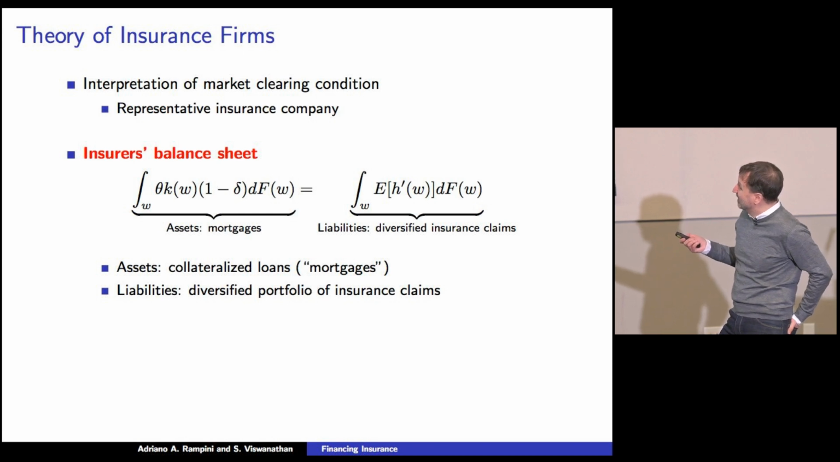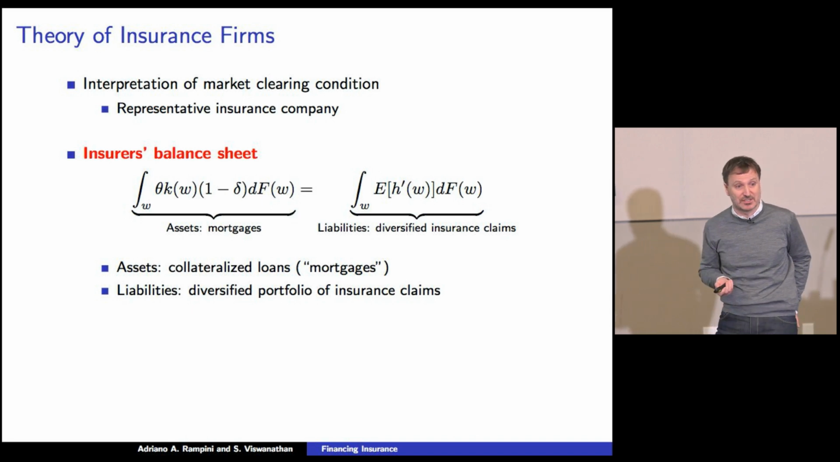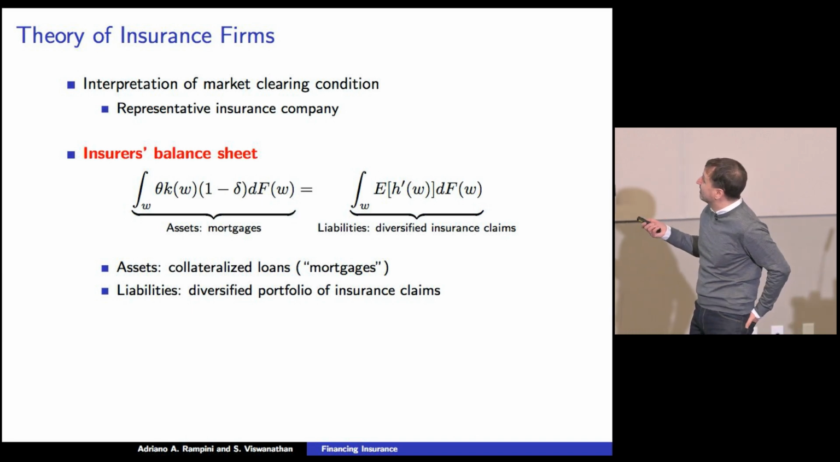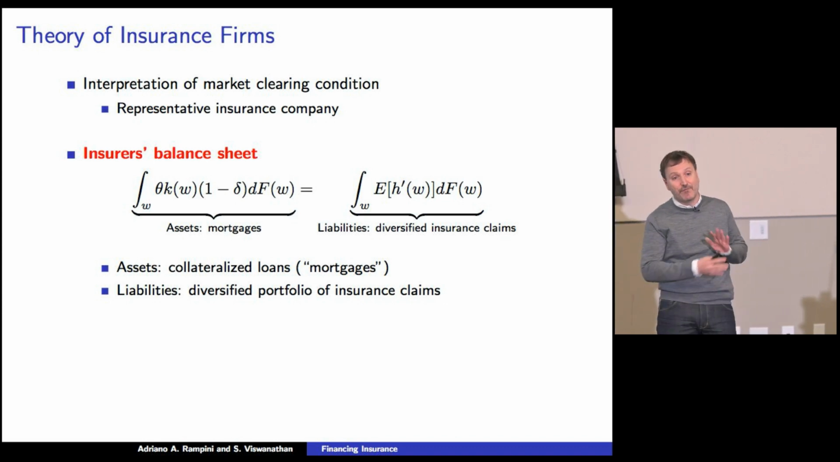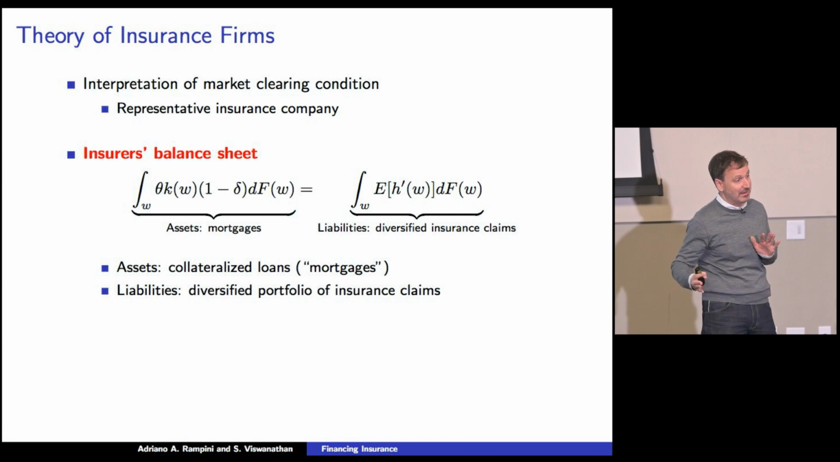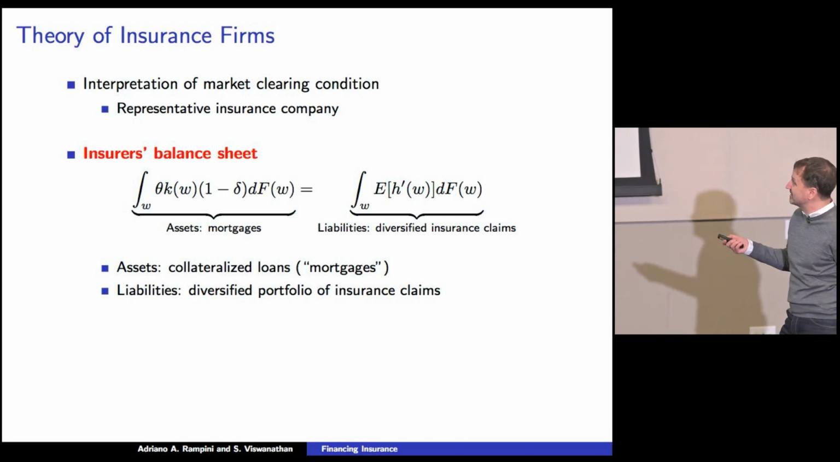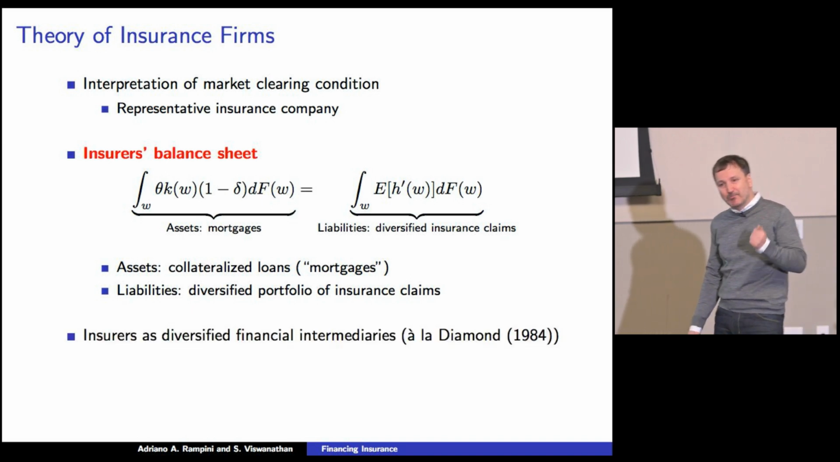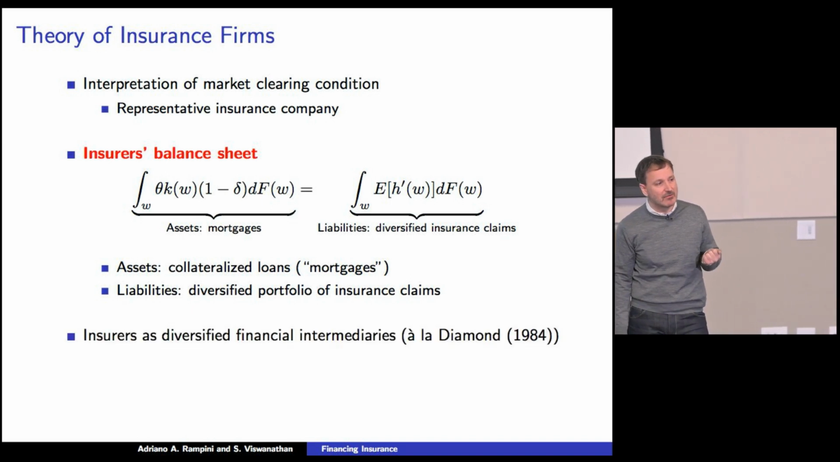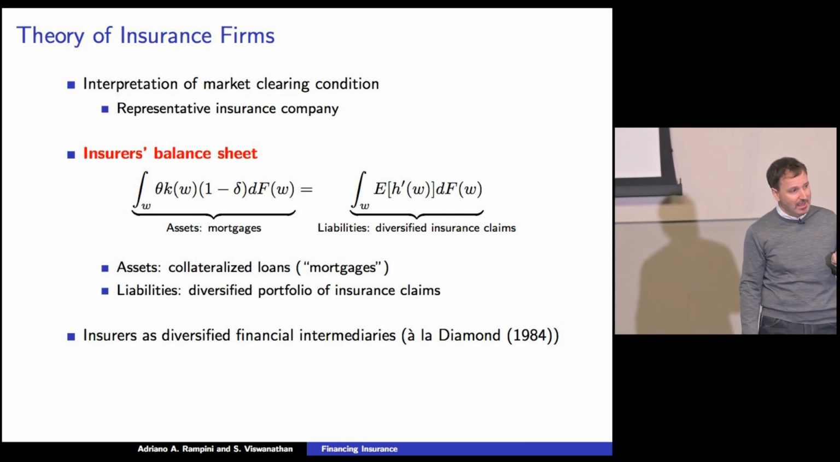Here are all the houses. They depreciate. This is the collateral value. So this is the total value of all the mortgages in the economy. And the liability side is a diversified portfolio of all the insurance claims of everybody in the economy. So assets, collateralized mortgages; liabilities, these insurance claims. Again, this is a step in the direction of providing a theory of the insurance company.